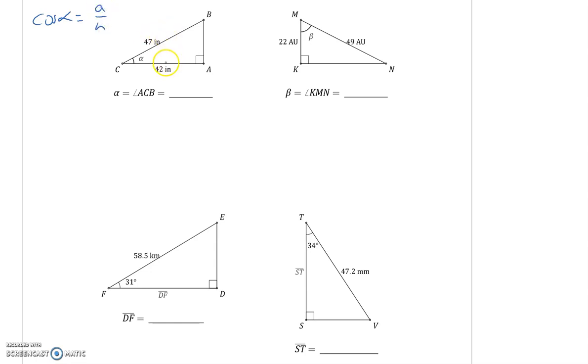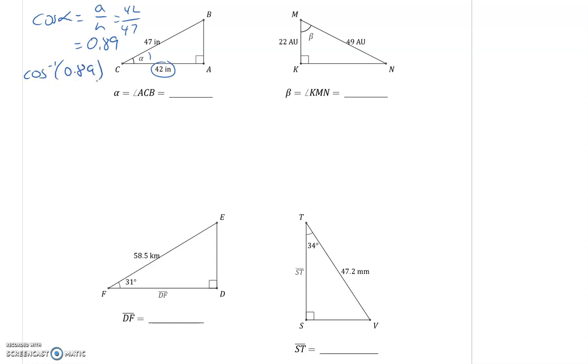So the adjacent is 42. That's the short one attached to it. Hypotenuse, of course, is the longest one, so 42 and 47. So if I divide those two out, I got 42 divided by 47. We get a cos alpha of around 0.89. And then to actually find the alpha, I'm going to take the inverse cos of that ratio.